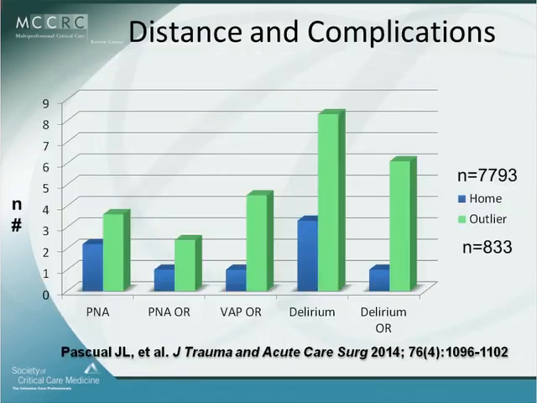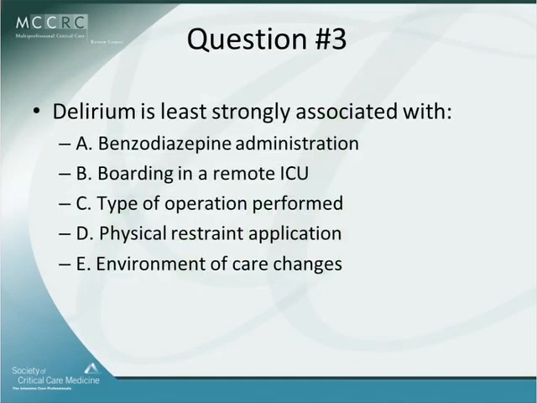And in fact, when you look at pneumonia rates, these are the outliers in green versus the home unit in blue. Pneumonia is higher. The odds ratio for pneumonia is higher. VAP odds ratio is higher. Delirium and its odds ratio are all higher, presumably because your team is not there. So you need to have some mechanism to deal with patients that are outliers and not just the ones in your unit. This is also incumbent upon you from an administrative standpoint.